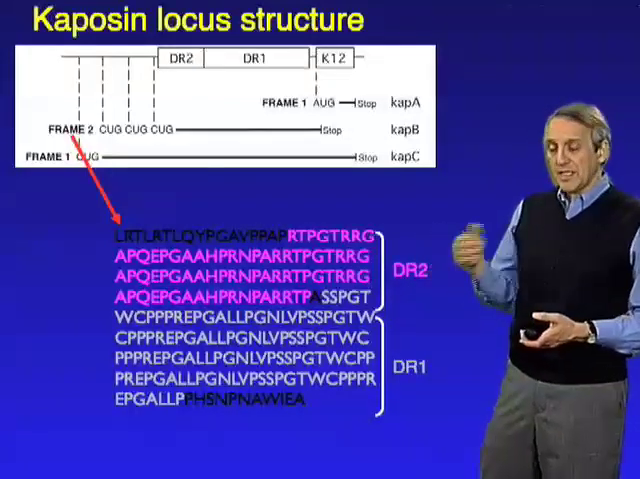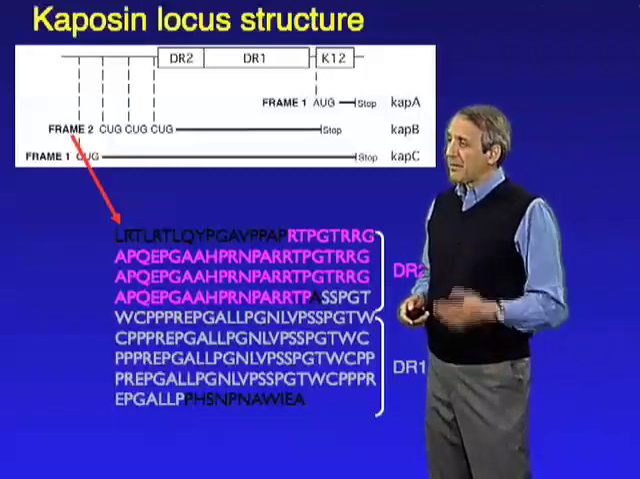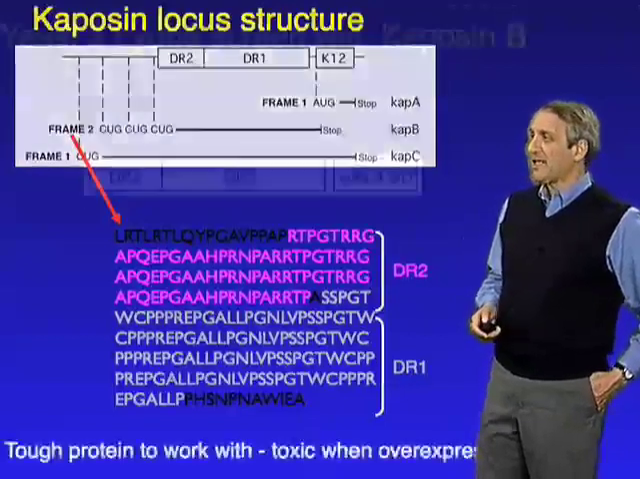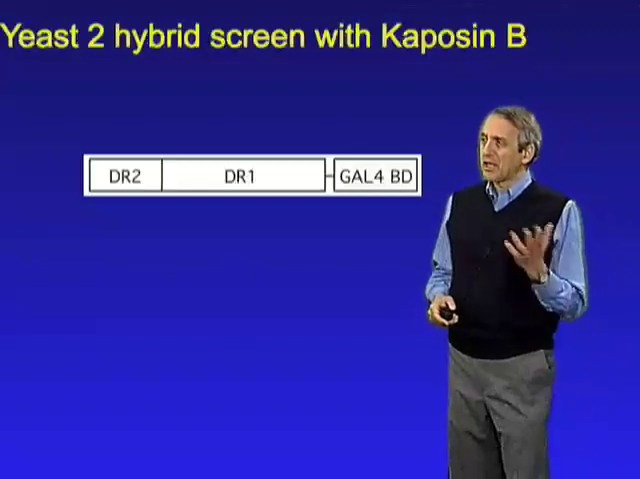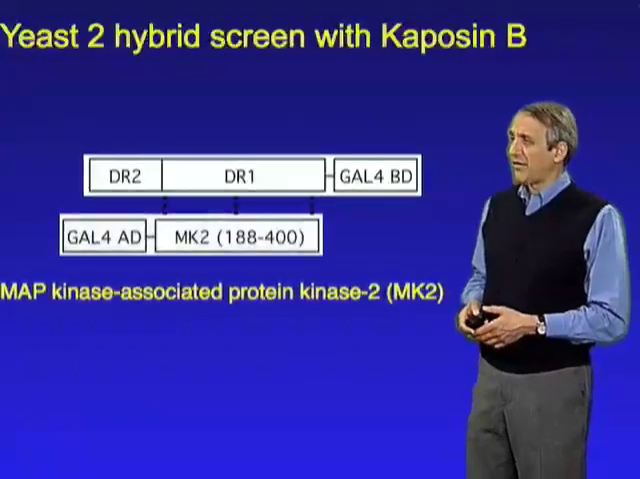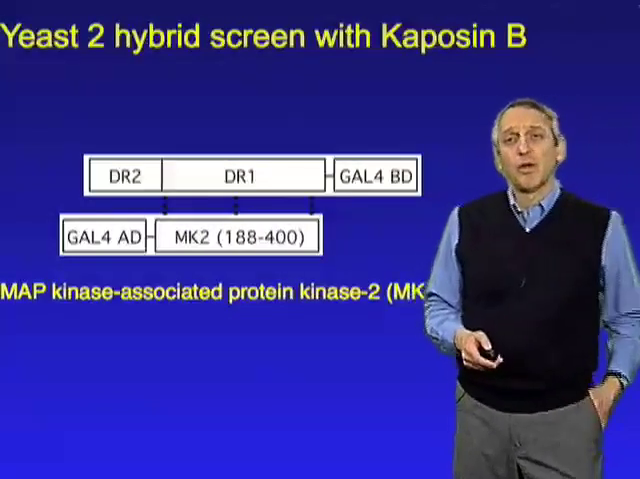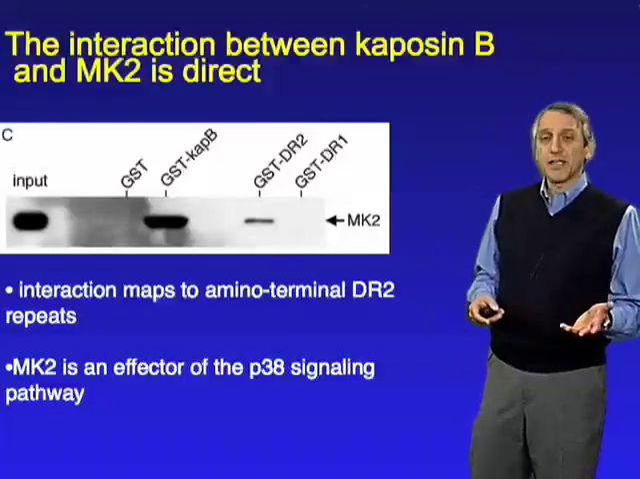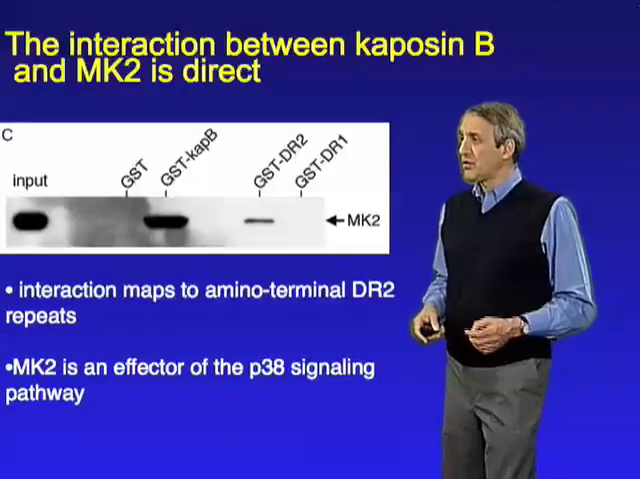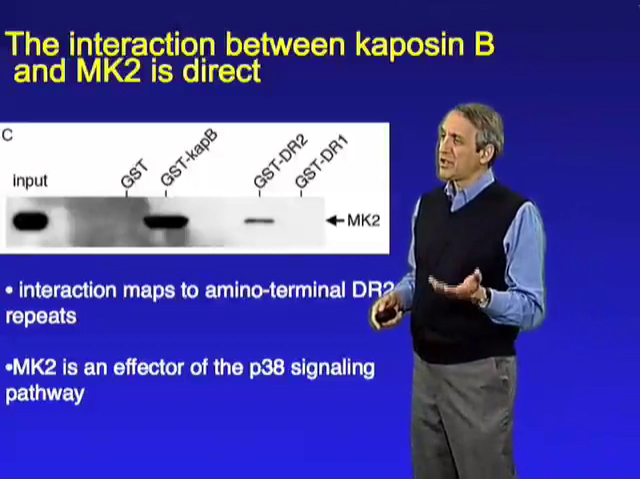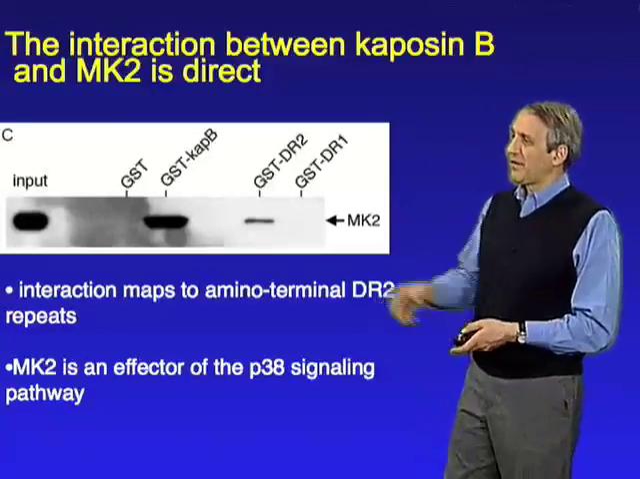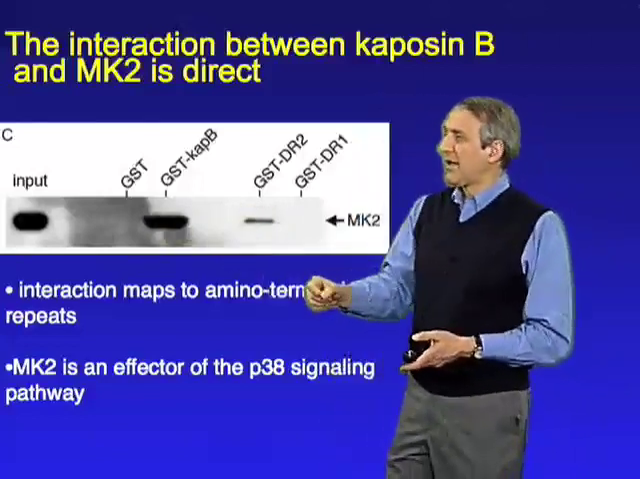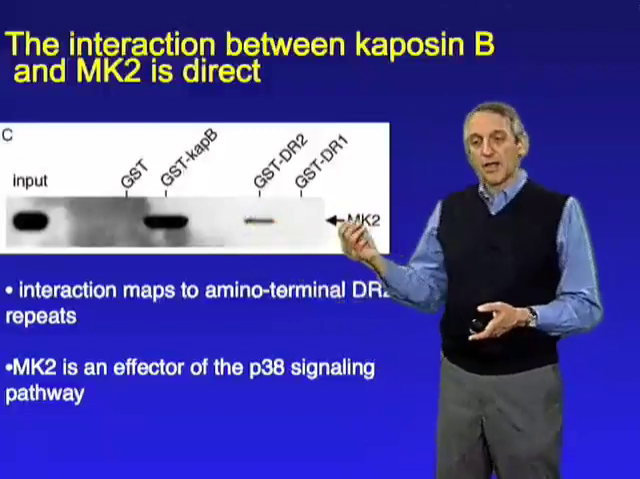We don't understand much about Kaposin C yet, but Kaposin B has been taken up by Craig McCormick in the lab, and Craig showed that Kaposin B is an adapter molecule in signal transduction. He showed that by exploring its interaction partners in a yeast two-hybrid screen, from which he recovered a very interesting kinase called MAP kinase associated protein kinase 2, or MK2. It turns out that the interaction between Kaposin B and MK2 is direct. If we make purified Kaposin B in E. coli and purified MK2 and mix them together, in this case with Kaposin B fused to GST, in this GST pull-down format we see very efficient pull-down of MK2 by the GST-Kaposin B protein. And this binding is referable to the DR2 segment, not the DR1 segment.